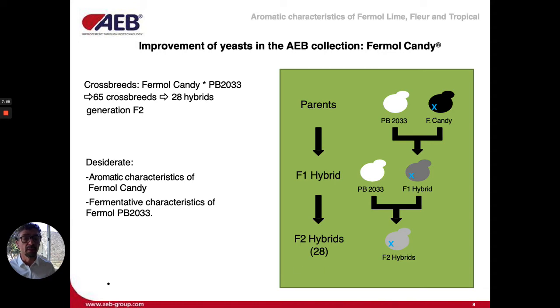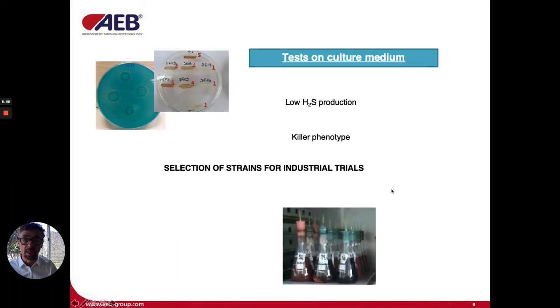So just to give you an idea of how these procedures work, you choose the yeast that you like. In this case, for example, we have a couple of yeast represented here from our collection. The Fermol PB 2033, the Fermol Candy, very aromatic yeast, normally used for rosé actually. We can make that, have a hybrid and more hybrids, and then go select. The first kind of selection that we do nowadays is low H2S production. We also like to have a killer phenotype to have dominance in the fermentation, making sure that our strain kills competitors.